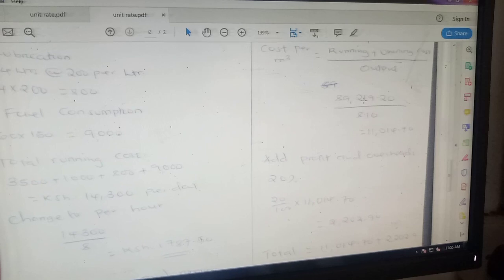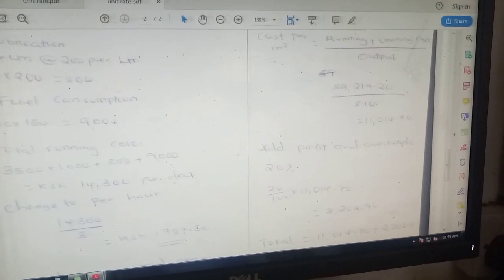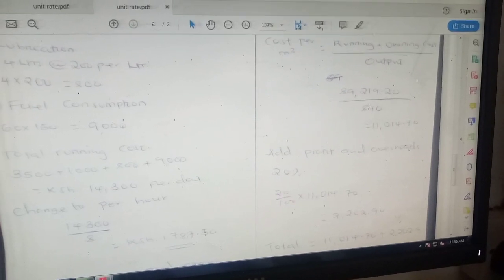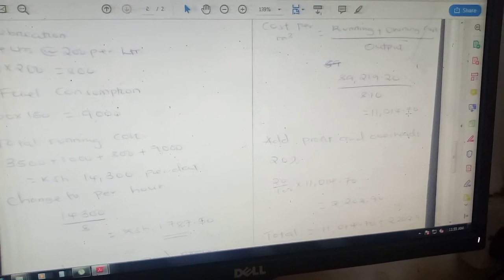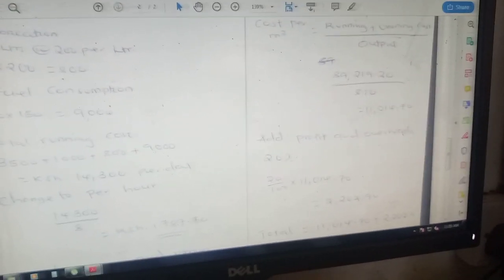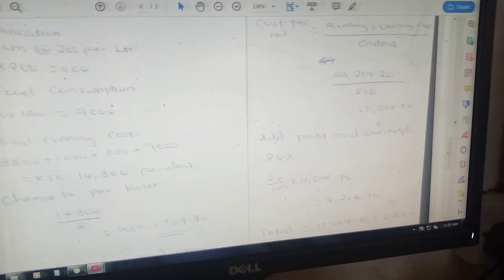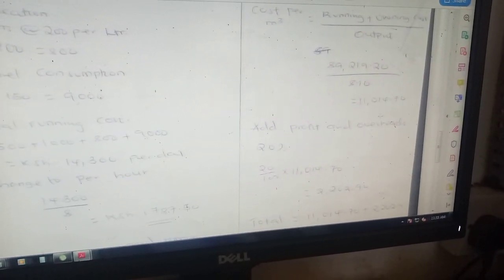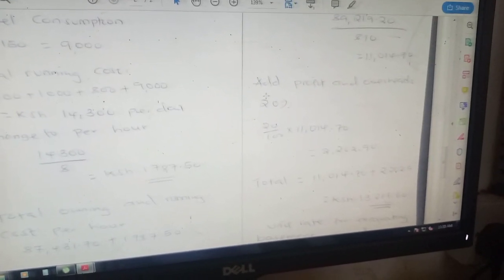Then 89,219, which is the total running plus owning cost, divided by the output, which is 8.1, we get 11,014 and 70 cents. Then this is the cost that the machine will do per meter cube. Then remember, as we had said, that in each and every item we add the profit and the overheads, which here we say is 20%.